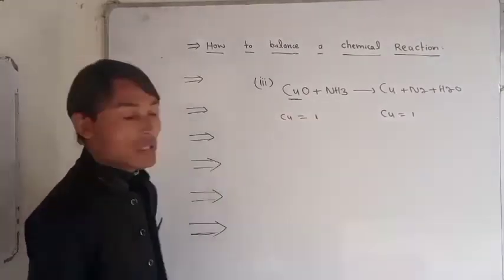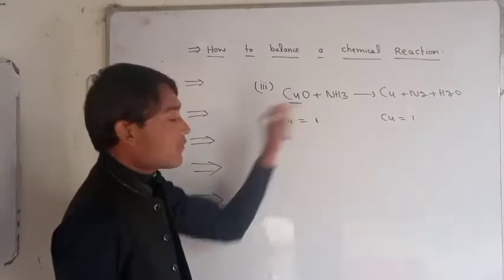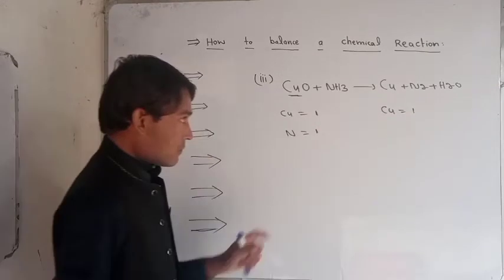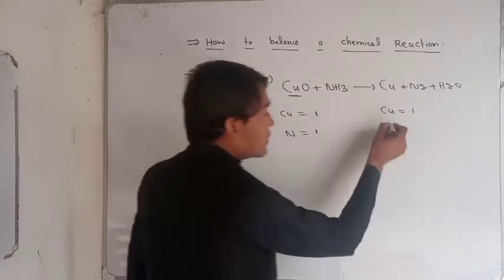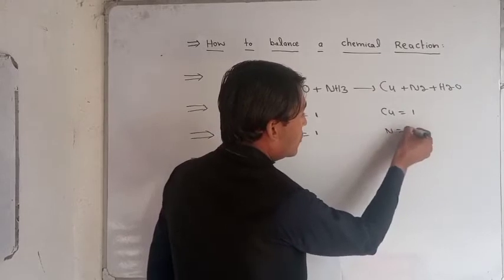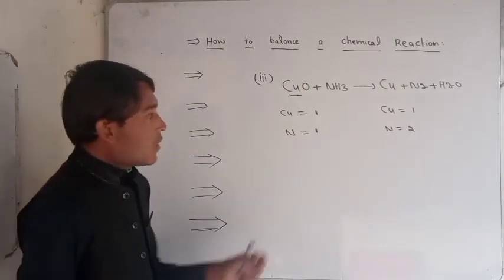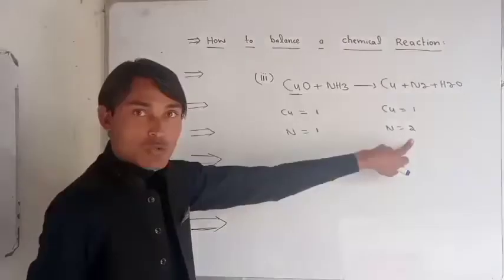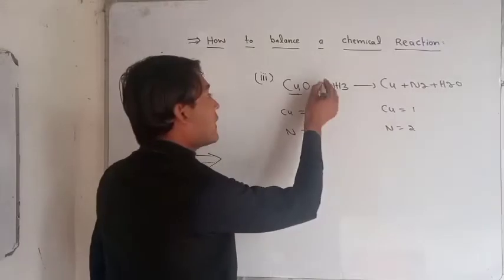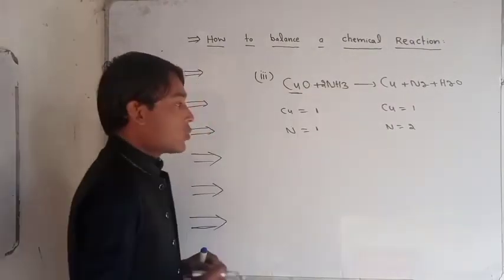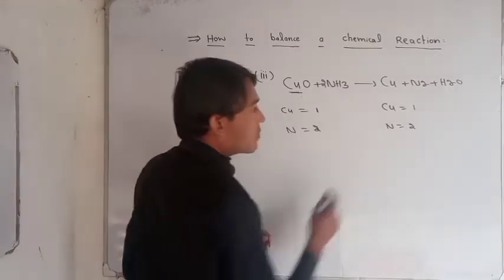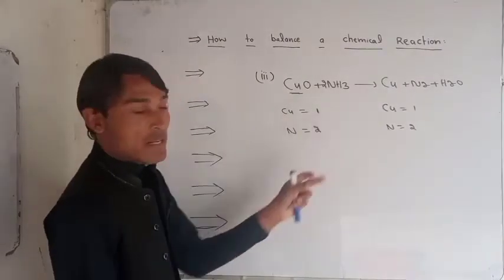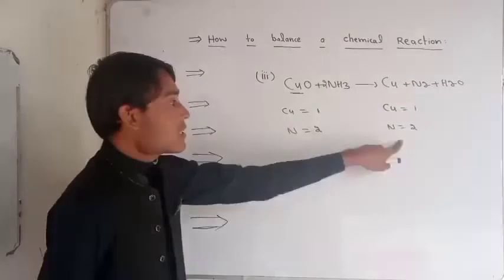Now let's talk about the non-metal. We have nitrogen. The number of nitrogen on the left side is 1, and on the right side the number of nitrogen is 2. So I have to add a coefficient. Here I will add 2, so the number of nitrogen will be balanced. Now again, the number of copper is balanced, and N2 and nitrogen are balanced.